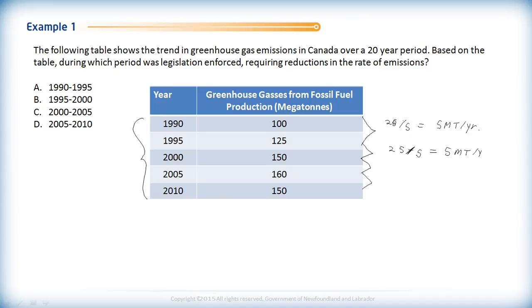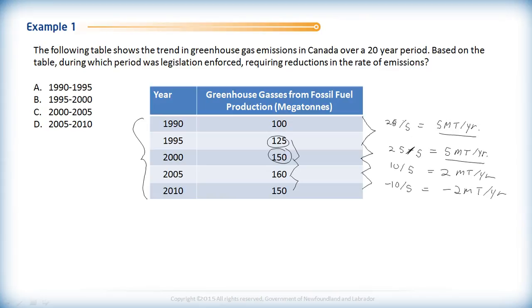So what happened is we emitted 25 more megatons in 2000 than we had in 1995. But basically what this tells us is that our emissions are increasing by 5 megatons per year in that range. Okay, then between 2000 and 2005, we have 10 change divided by the 5 years, which is an increase of only 2 megatons per year. And then between 2005 and 2010, we went down by 10, so it's a decrease of 2 megatons per year.